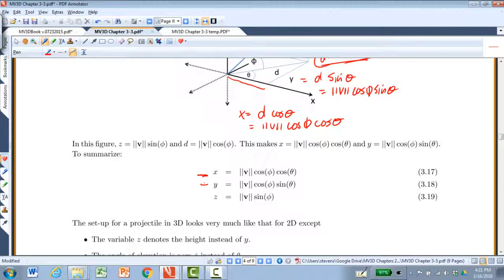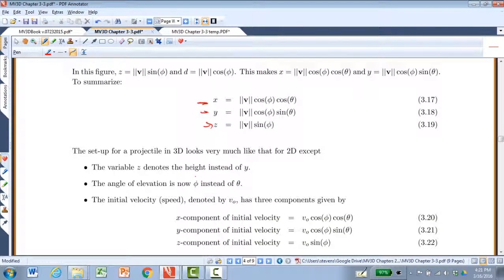X, Y, Z. So that's basically just triangle trig. And the setup for 3D looks just like in 2D, except Z is now the height instead of Y. The angle of elevation is called phi instead of theta. And the initial velocity, or the speed itself, is denoted by v naught. That's a scalar.